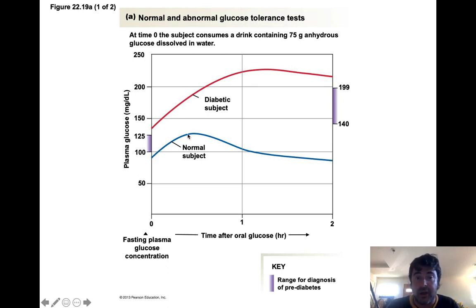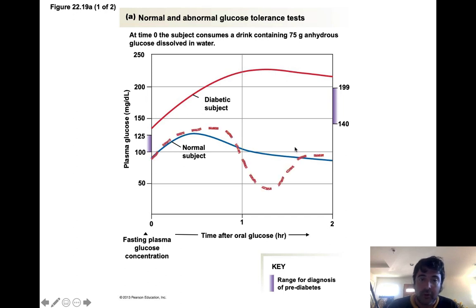And here you see a quick spike and then the body brings it back down. What you're seeing here is skeletal muscle fibers and adipose cells with those GLUT4 transporters sucking up that glucose, and they suck it out of the cardiovascular system.